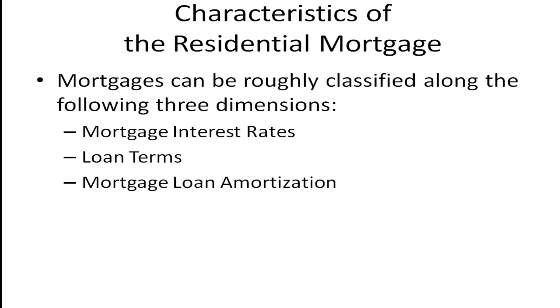Now, what are some of the characteristics of residential mortgages? Usually we think of them along three dimensions: the mortgage interest rates, the loan terms, and the mortgage loan amortization. And again, there are different types of amortization. The traditional one, you get a 30-year mortgage and you make the same payment every month, and the amount that goes to interest and principal changes over time, because as the balance gets smaller, less goes to interest, more goes to principal.